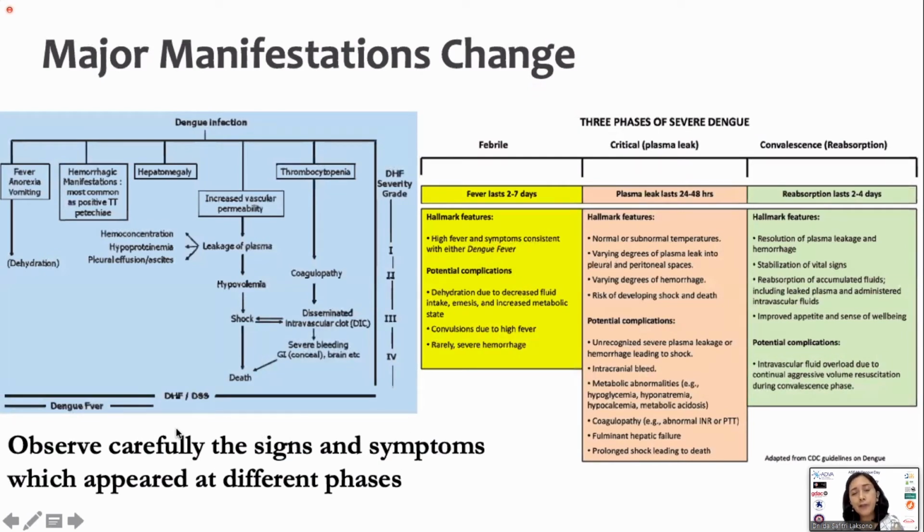So the major manifestation changes in dengue need to be observed carefully, all the signs and symptoms which appear at different phases. In the febrile phase, among children, we should be careful about potential complications such as dehydration and also convulsion due to high fever. In the critical period, the potential complications usually occur because of severe plasma leakage, bleeding, or organ involvement. And in the convalescence phase, we also need to observe whether there are potential complications like intravascular fluid overload due to continued or aggressive volume resuscitation.